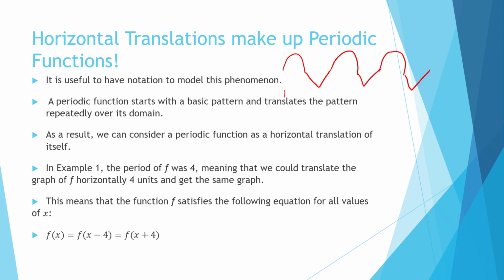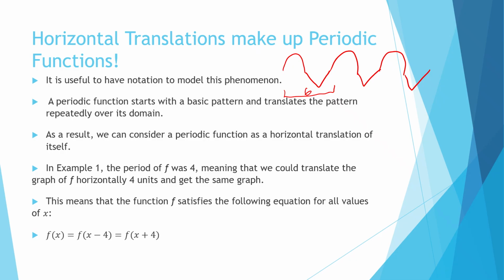And let's say this period was 6, right? If we take this function and we move it 6 units left or 6 units right, what's it going to look like? It's going to appear as the exact same function because it's the same pattern every 6 units. And so, likewise, we can consider a periodic function as a horizontal translation of itself.